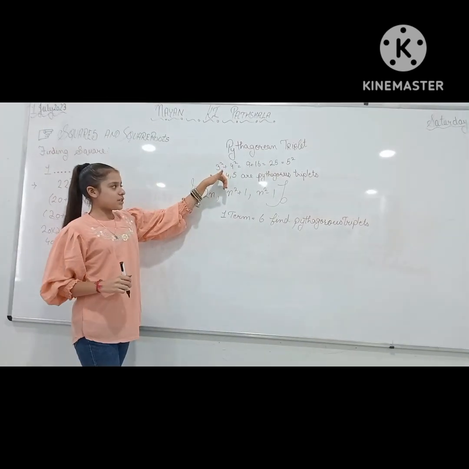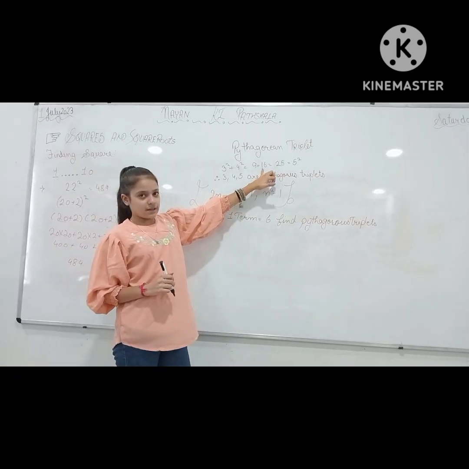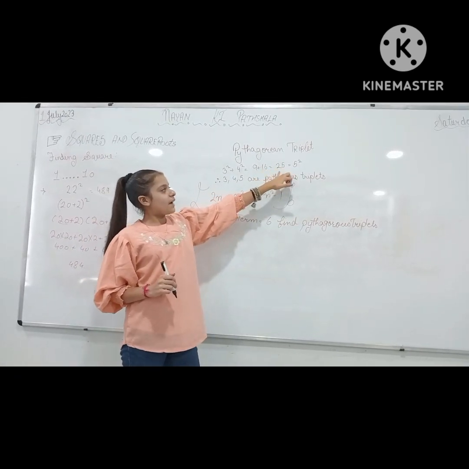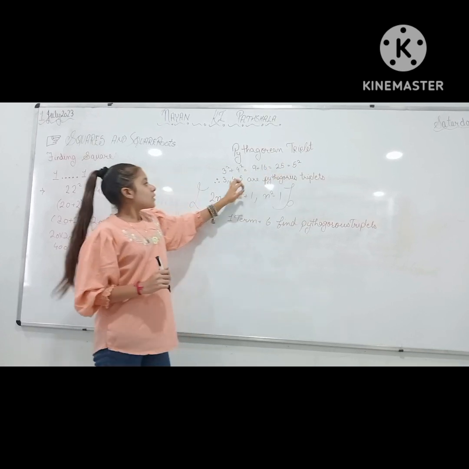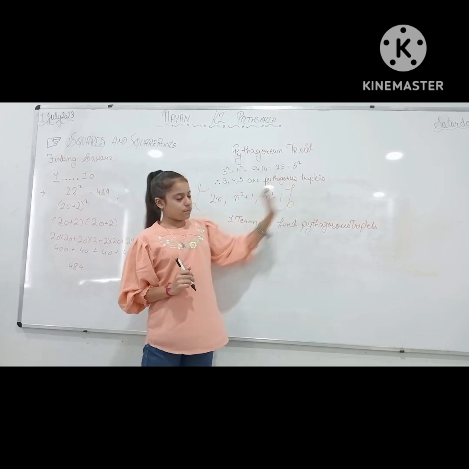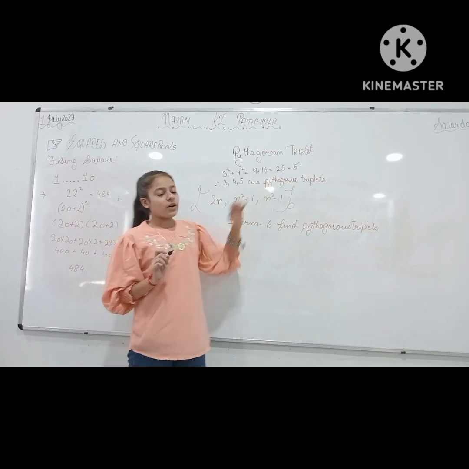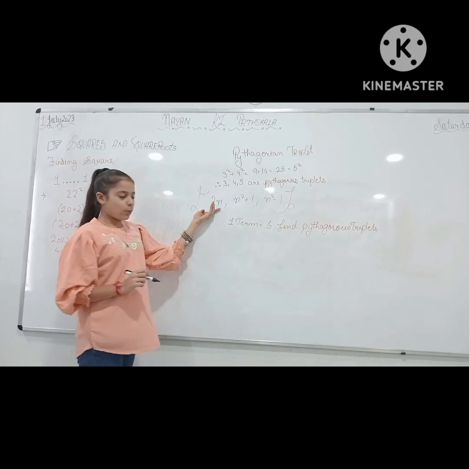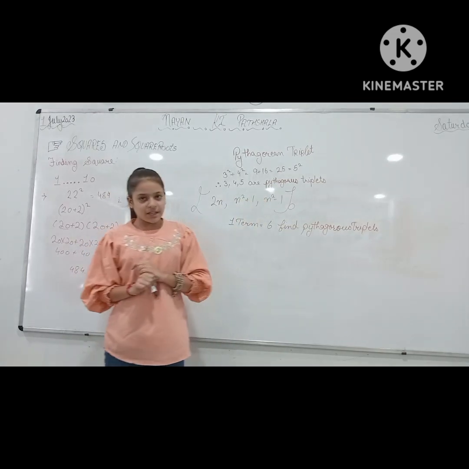If I have 3 square and 4 square, it is 9 plus 16. On adding this we have 25, which is the square of 5. So therefore 3, 4 and 5 are Pythagorean triplets. We have 3 members in a Pythagorean triplet, that are 2n, n square plus 1 and n square minus 1.